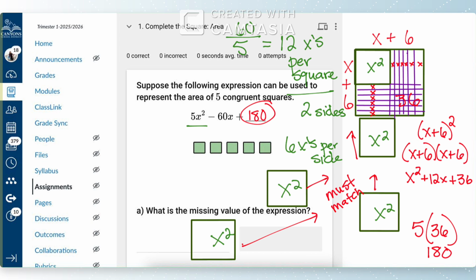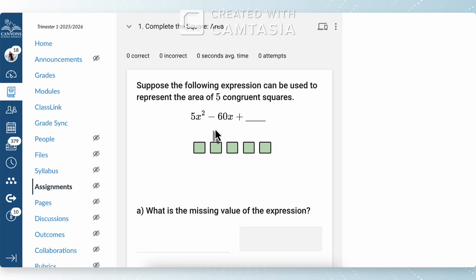I don't know if there's another part of this. I'm going to scroll down so I can check. So my missing value is the 180, and it comes from having those 36 little squares, from having my 6 x's per side, because I need 12 x's per square, because of that 60 value.